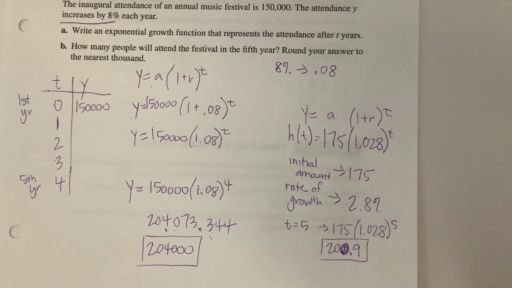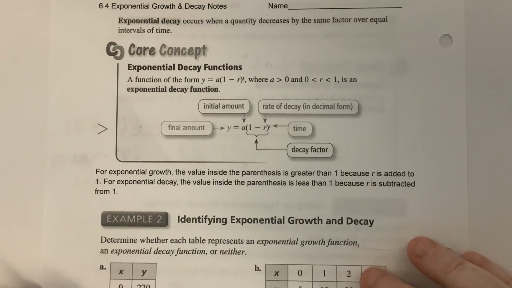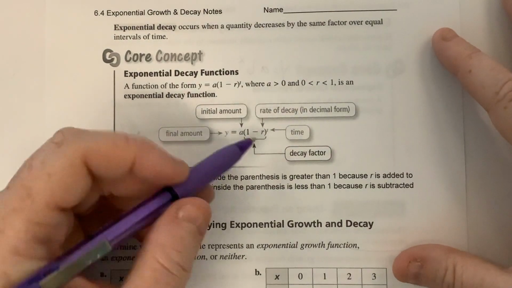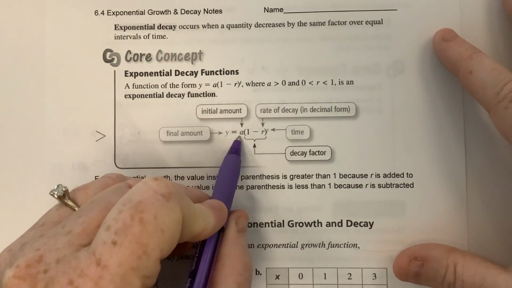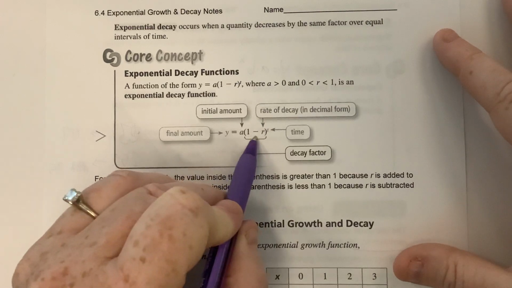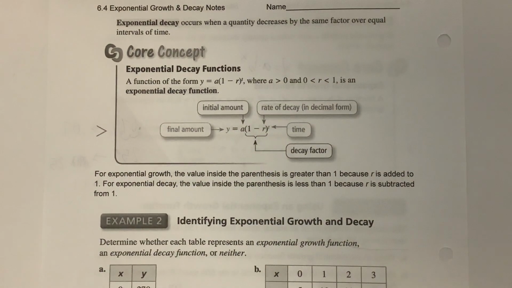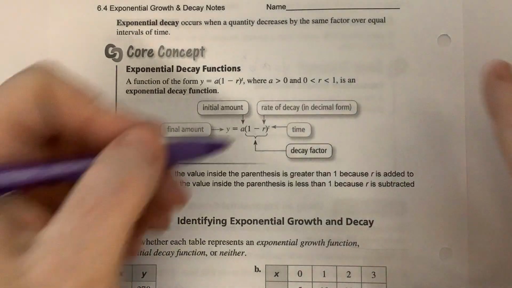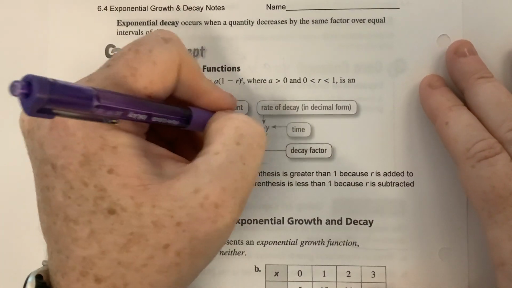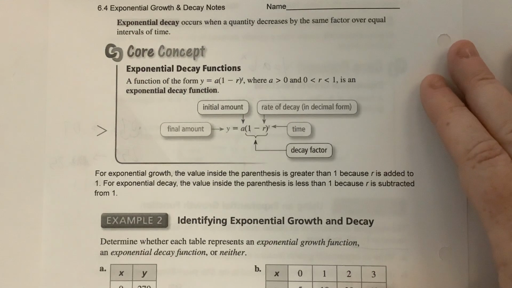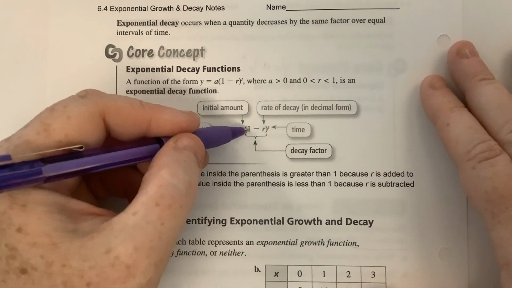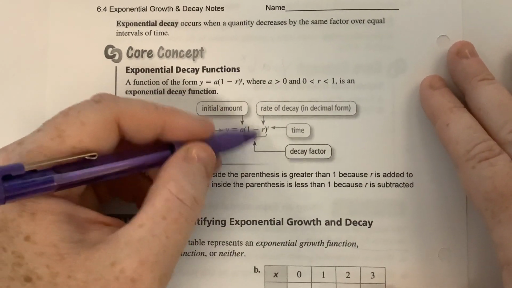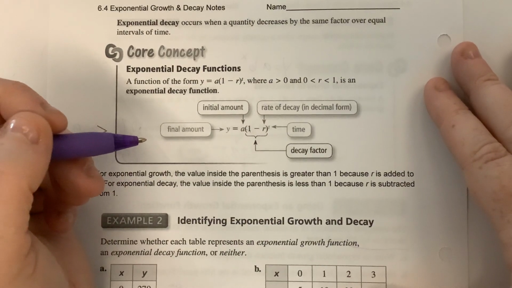Okay, so now let's flip it over and let's look at exponential decay. Exponential decay, the thing that's different, the initial amount's the same, it's A. The rate of decay, the thing in parentheses, is 1 minus R, because remember, your R value, or your decay, says that the parentheses, the B value, is going to be between 0 and 1. So we would take the rate from 1 to get me that decay factor.